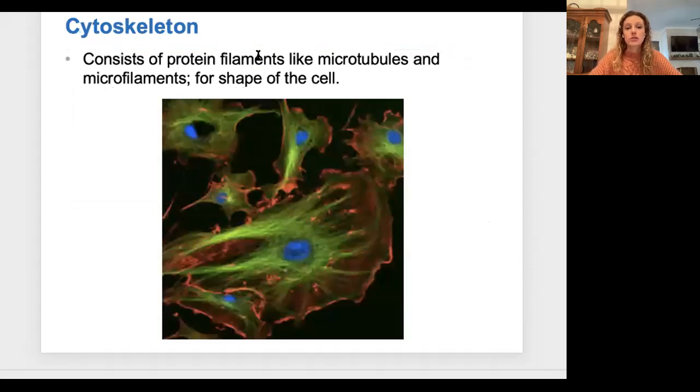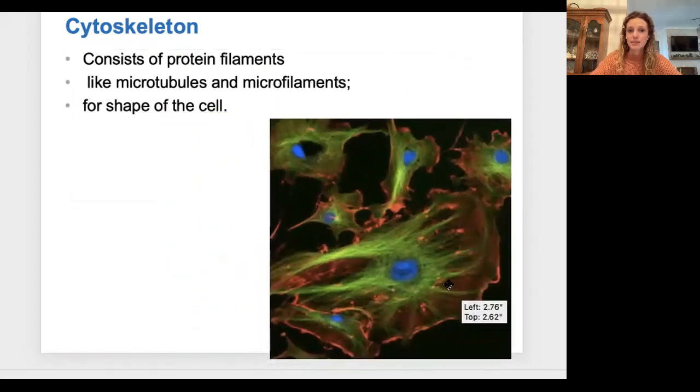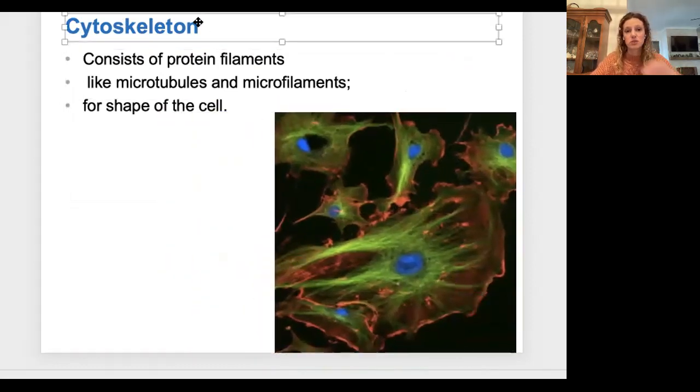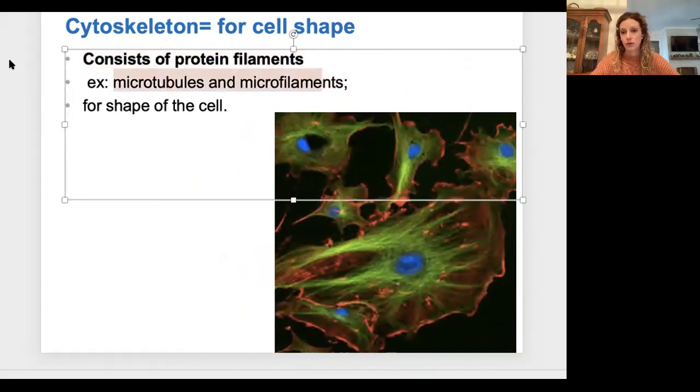Okay, so the cytoskeleton consists of protein filaments. Two examples of those protein filaments are the microtubules and microfilaments. Basically, these are used for cell shape. So cytoskeleton equals cell shape. I want you to say it consists of protein filaments, and examples of those protein filaments are microtubules and microfilaments.